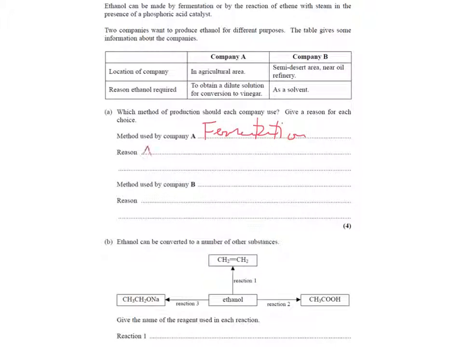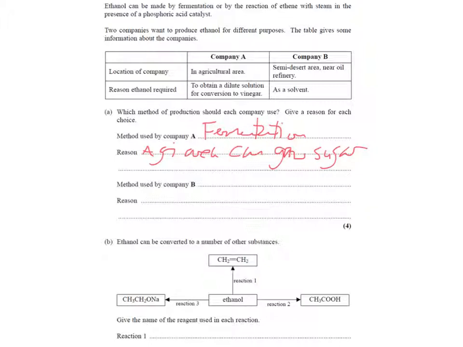Now, Company A, because it's in an agricultural area, is probably better off using fermentation. And that's principally because the agricultural area can grow the sugar, which is the raw material used in fermentation. Now, Company B isn't near an agricultural area. It's in a semi-desert area, so it's probably not a very good place for growing sugar.